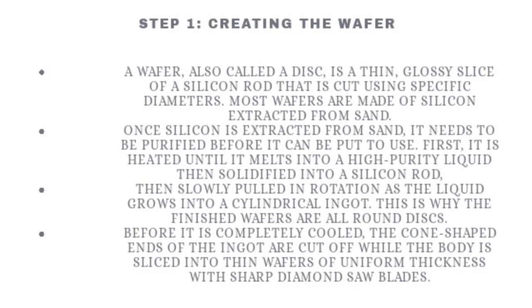First, it is heated until it melts into a high-purity liquid, then solidified into a silicon rod. Then it is slowly pulled into rotation as the liquid grows into a cylindrical ingot. This is why the finished wafers are all round. Before it is completely cool, the cone-shaped ends of the ingot are cut off while the body is sliced into thin wafers of uniform thickness with a sharp diameter saw blade.